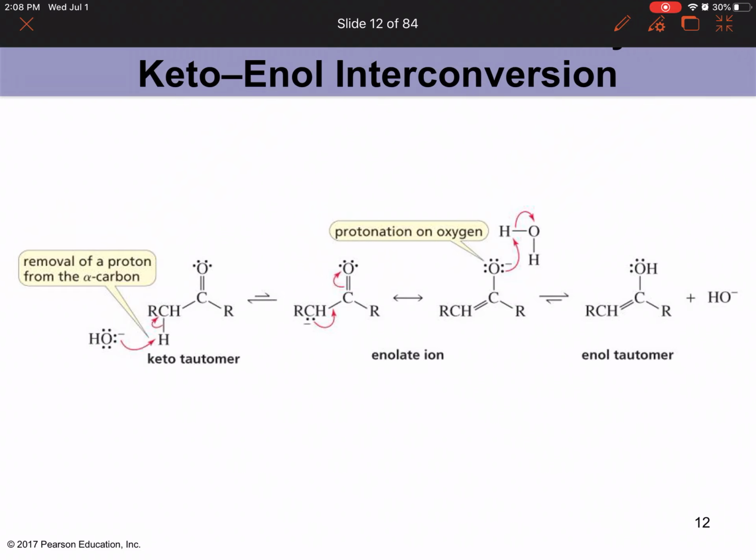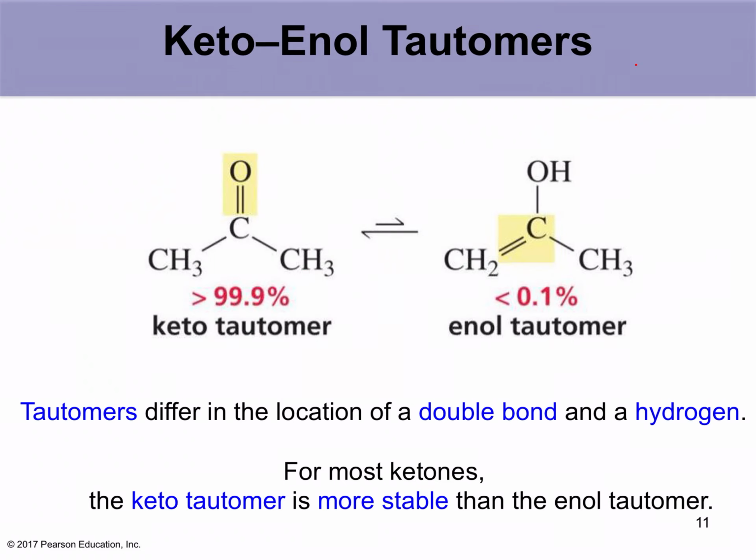Hello everyone, we'll go ahead and start with the keto enol tautomers. So you can see here two structures, and this is the ketone. In fact, this is our acetone. So acetone can also exist as this enol tautomer. They are not resonance structures, but we call them tautomers. The keto tautomer is more than 99.9%, and in less than 1% we can also find the enol tautomer.